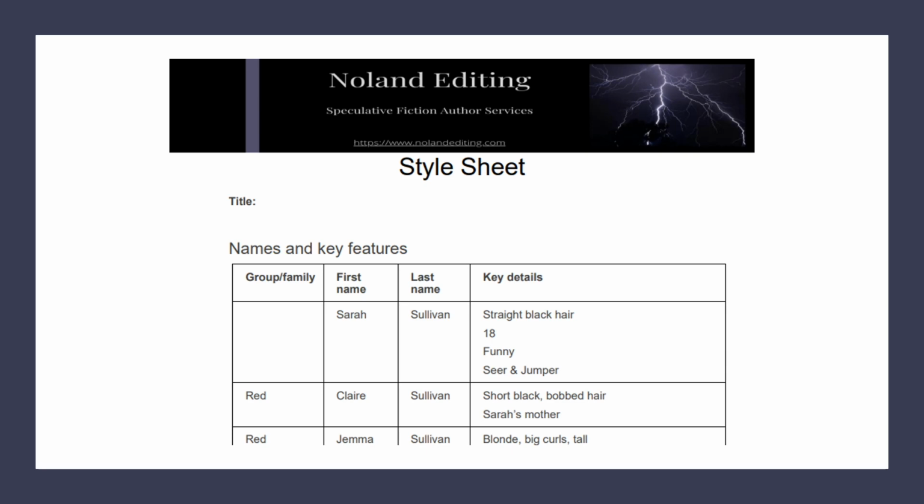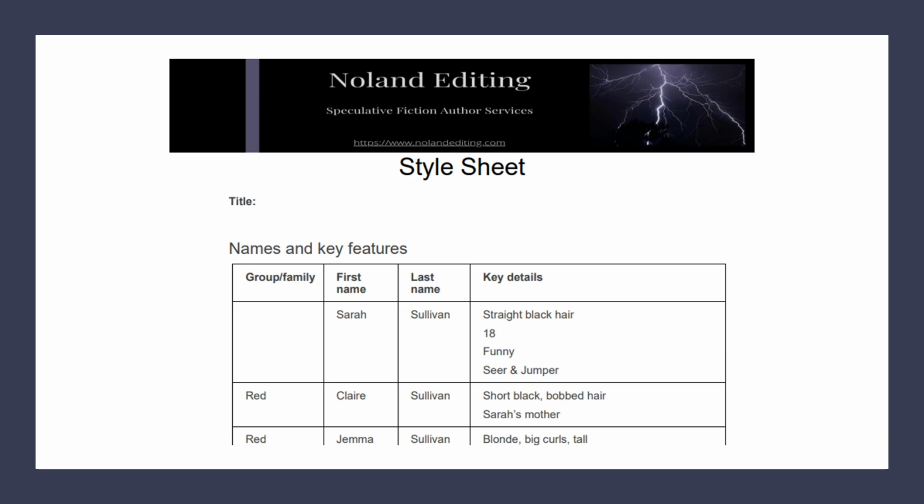So first we want to start with a list of characters and brief descriptions. Only put on those characters who are significant to the storyline. Notice there is a group family section as well as names and key details. So in this example, Sarah Sullivan is the name of the main character. She's got straight black hair, she's 18, funny, and her powers are a seer and a jumper.